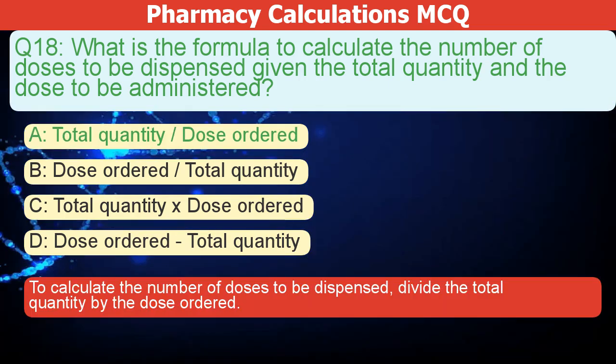The correct answer is A. To calculate the number of doses, divide the total quantity by the dose ordered.